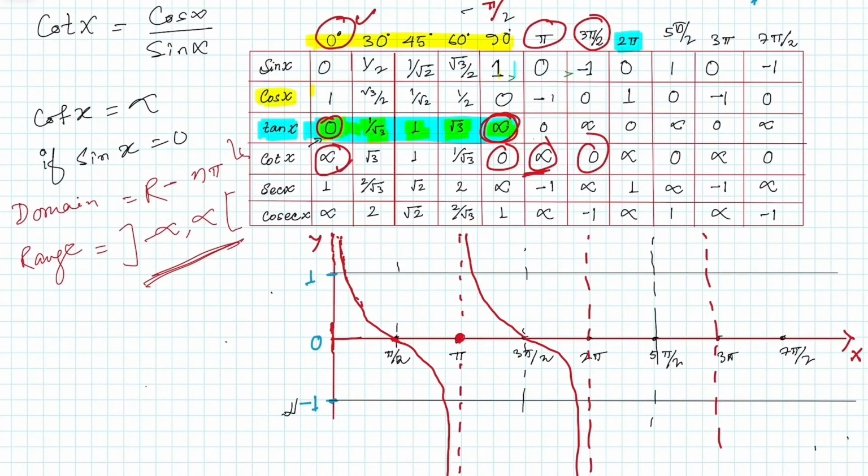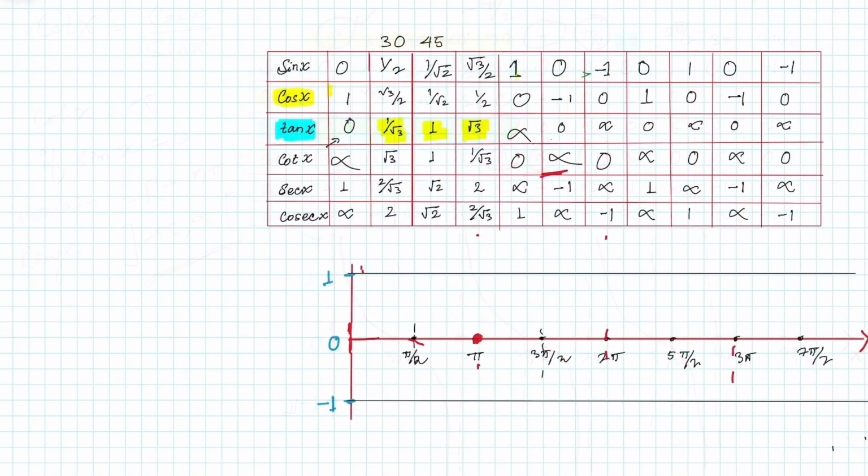Similarly, so this is the graph representing cot x. Okay, so hope you have understood this. So now let's move on to the next function.